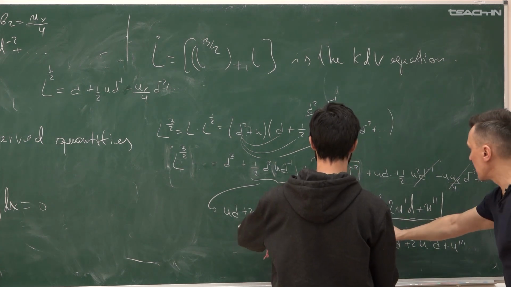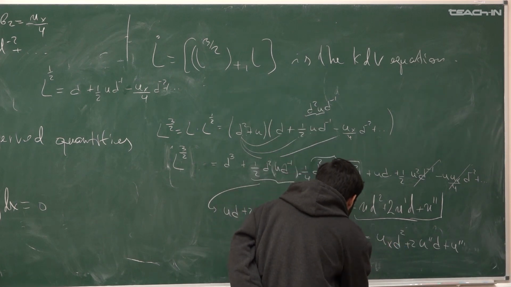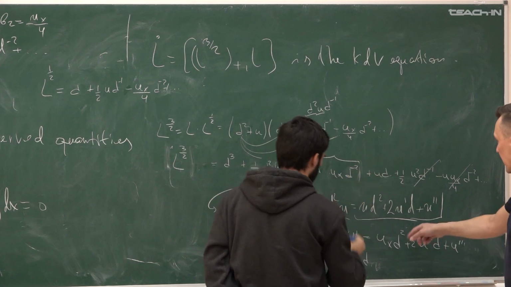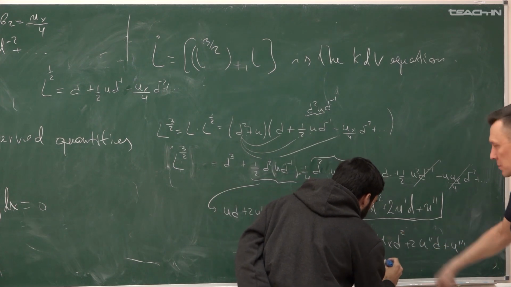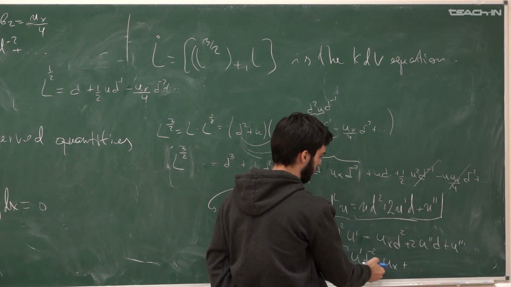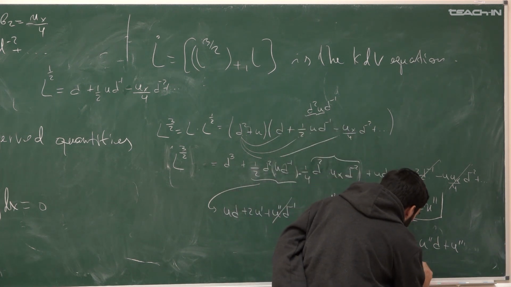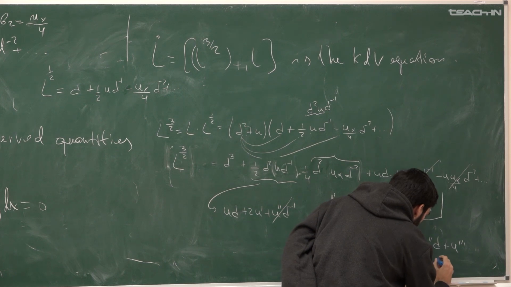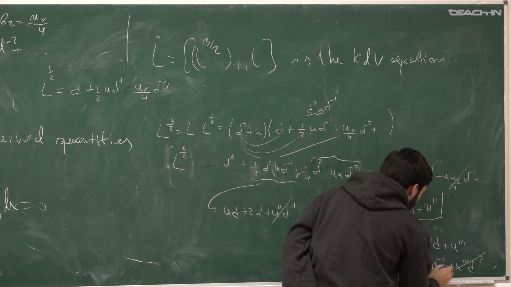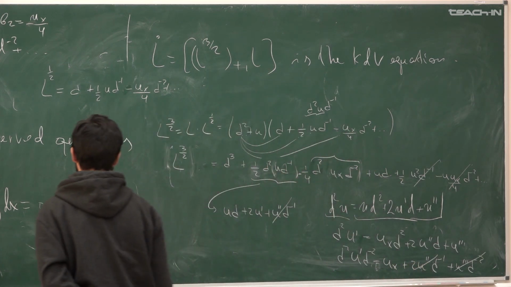Here we multiply by d minus 1, minus 2. Minus 2. But this term, what you said, you have to conserve this term. Yeah, very good. Consider this.